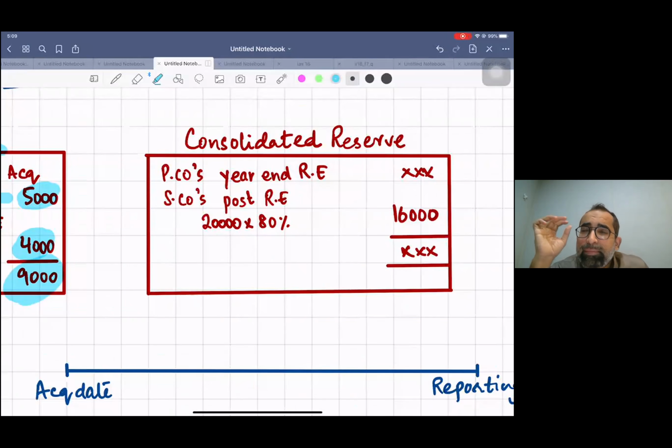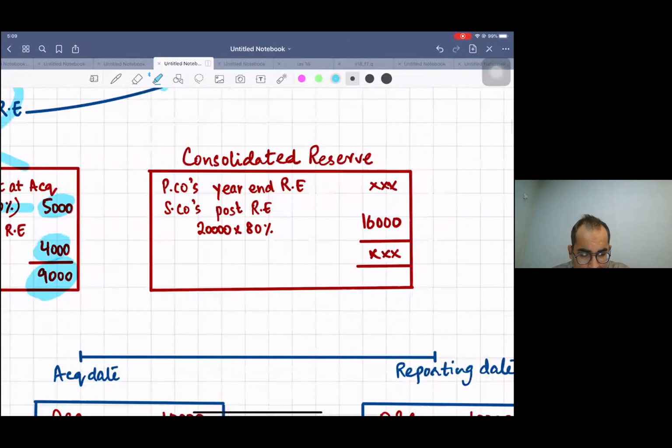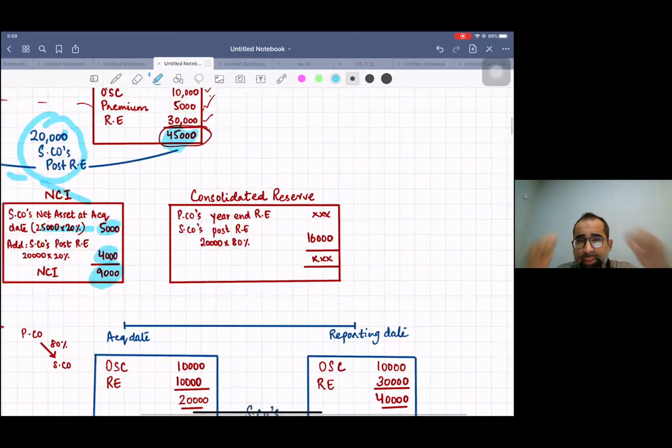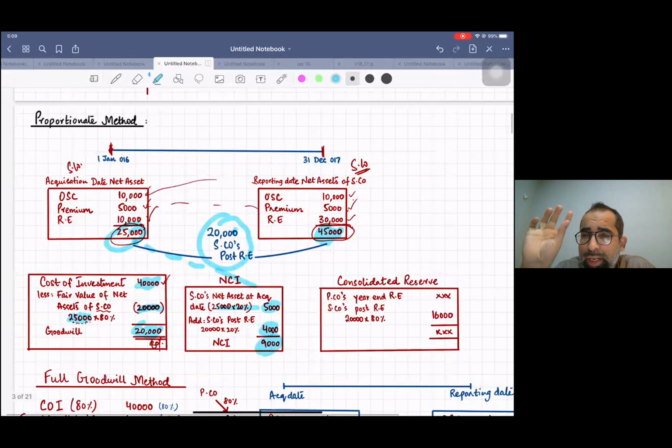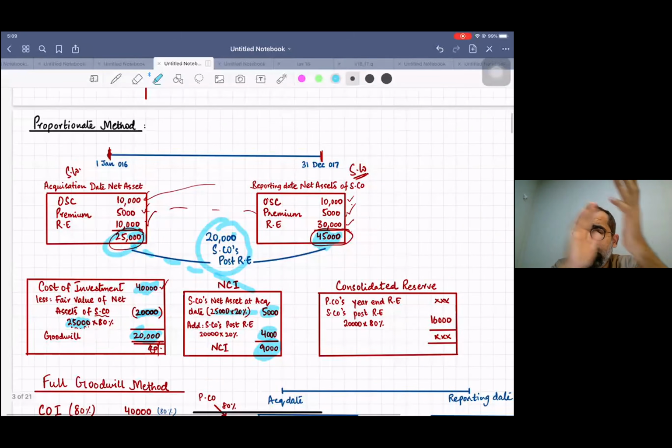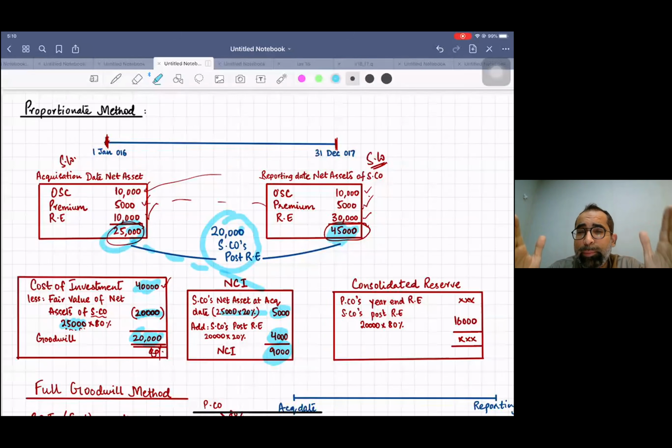That means S company's post-acquisition retained earnings go to two places: 80% in consolidated reserve and 20% in NCI, because right now I have assumed the holding is 80-20. So this is what your proportionate method is. Goodwill is calculated up to your holding percentage extent. Means if you have 80% holding, then goodwill is only computed till 80%.